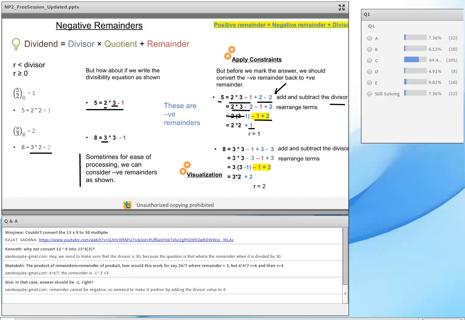Now, the key thing over here is: positive remainder is equal to negative remainder plus the divisor. So in both cases, minus 1 plus 2 would have led us to plus 1, and minus 1 plus 3 would have led us to plus 2. That's the concept that you need to remember to be able to apply this. So let's apply this concept moving forward.